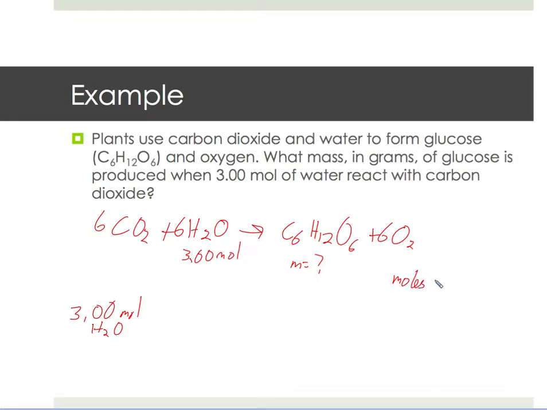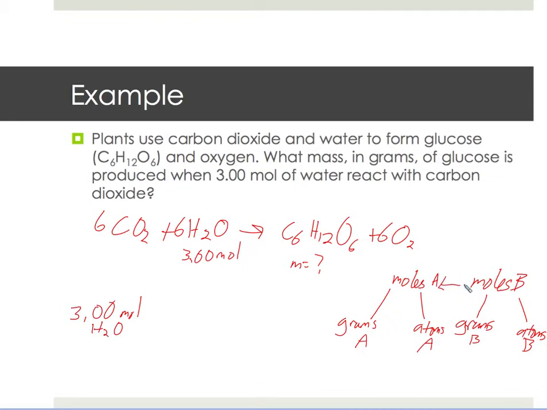So we go from moles of A to moles of B, and we have grams of B, we have atoms or molecules of B. Atoms is shorter to write, so I'm going to stick with that one. We have atoms of A and we have grams of A, or mass of A.